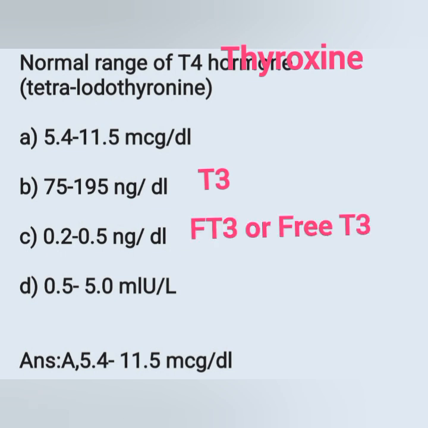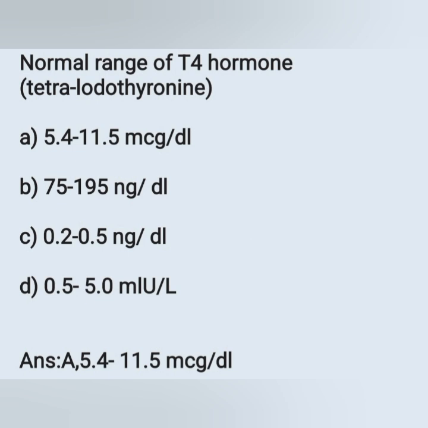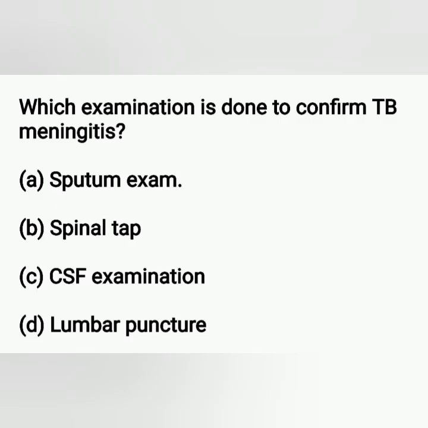And the second option, option B 75 to 195 nanogram per deciliter, is the normal value of T3. T3 is triiodothyronine. And option C 0.2 to 0.5 is the normal value of free T3. And option D 0.5 to 5 milli international unit per liter is the normal value of TSH. So here the normal values of T3, T4, TSH and free T3 are all given. On to the next question, which examination is done to confirm TB meningitis?